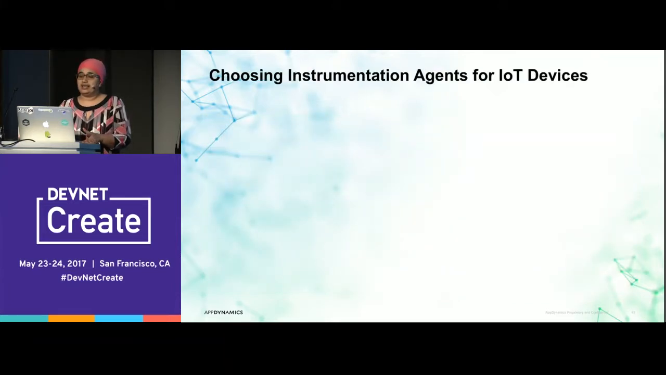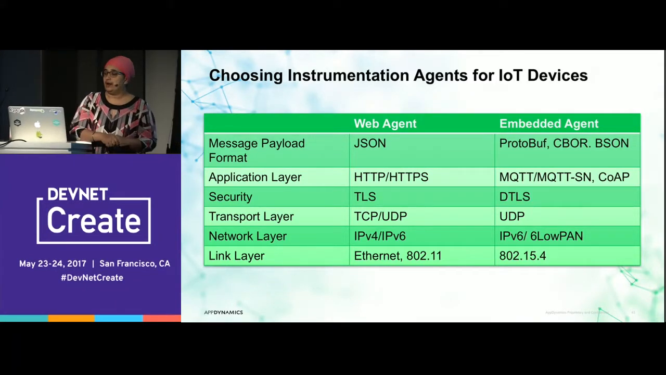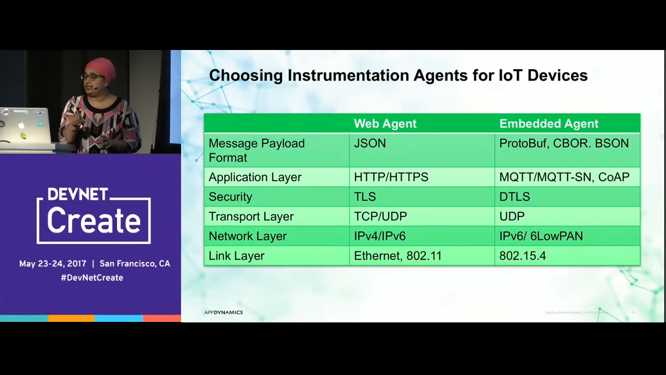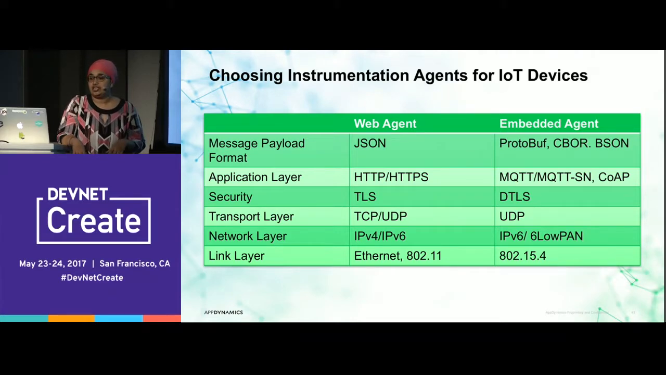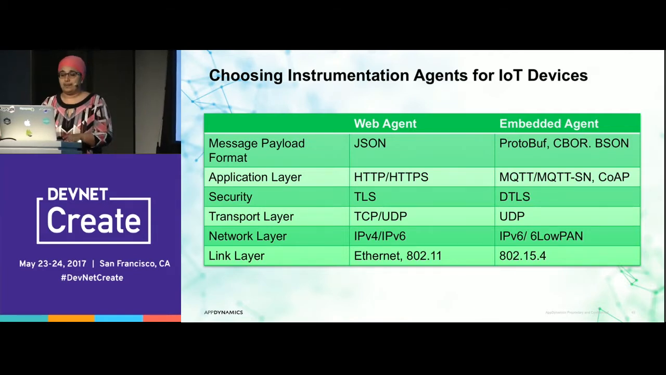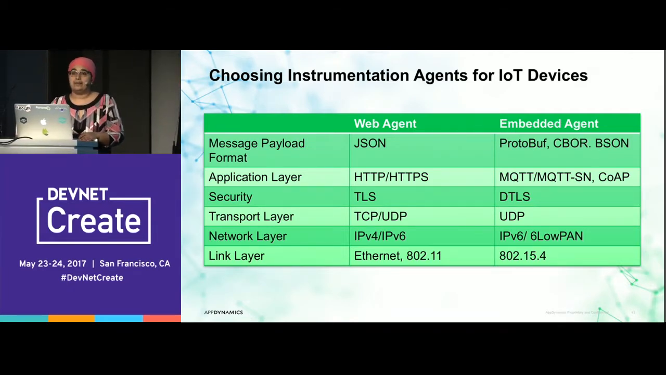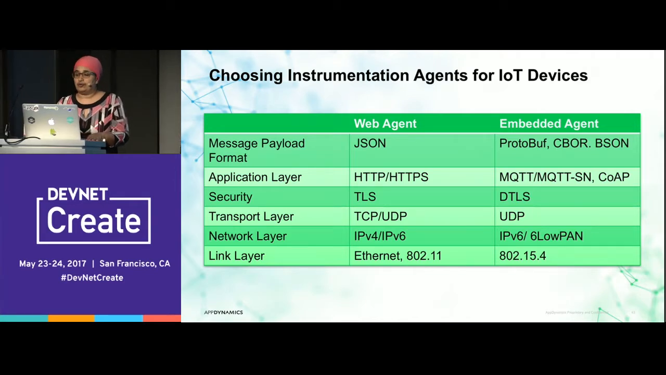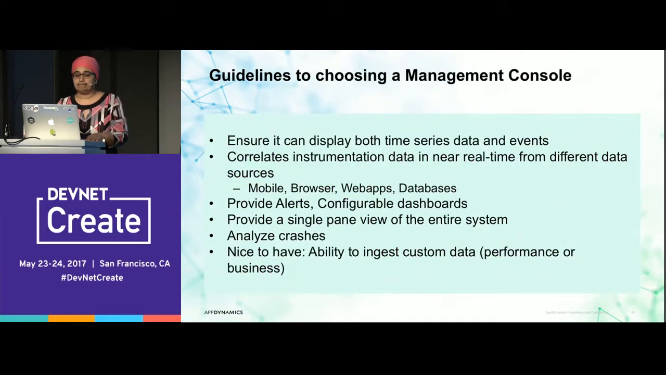Then the other thing is that some of the features are different between a web agent and an embedded agent: the message payload format, the application layer, what are the protocols? The gentleman before me was also talking about MQTT and AMQP. And what is the security layer? So just make sure that your agents, when you pick them, are supporting the kind of protocols and formats that you're looking for. We've gone over this as well.